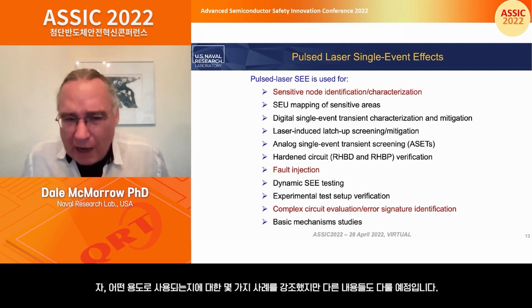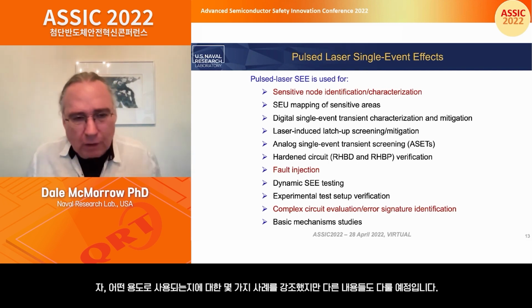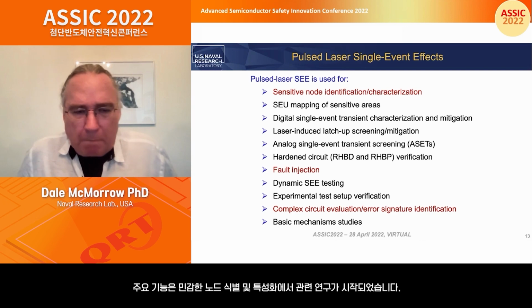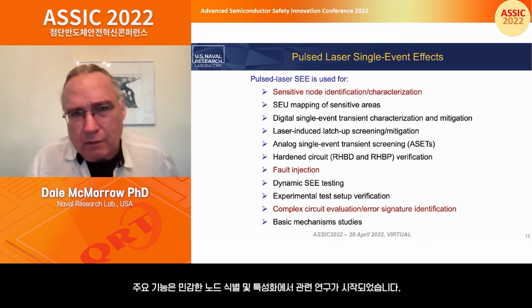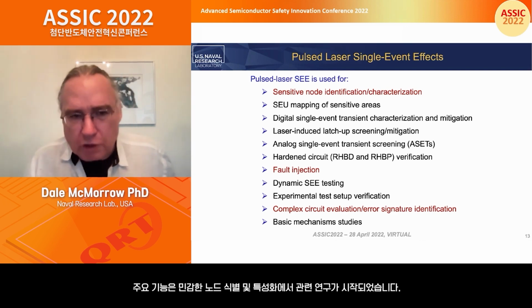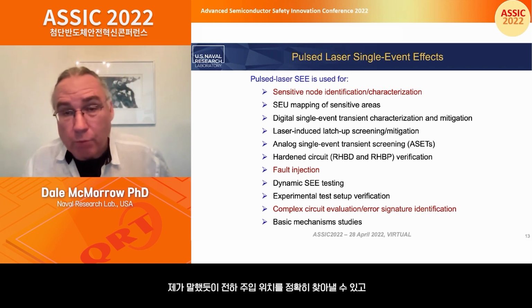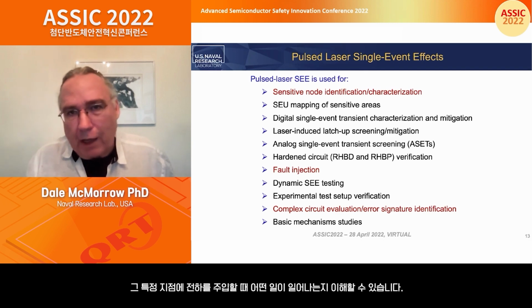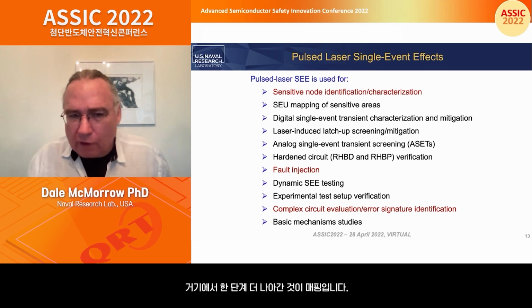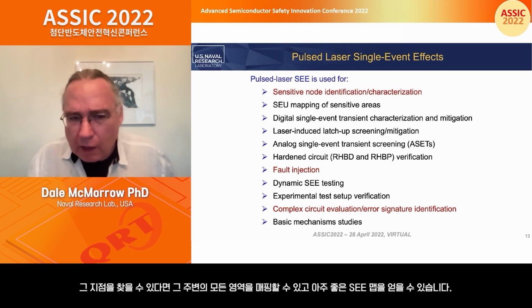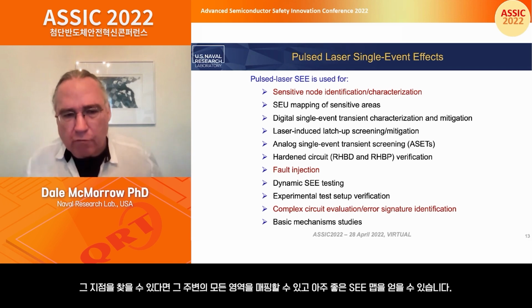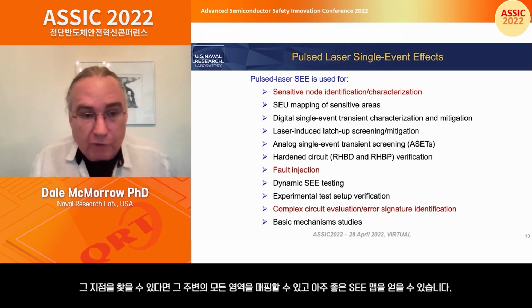Okay, so some examples of what it's used for, and I've highlighted a few, but I'll go down the list. The primary function, and this is where the field started, is sensitive node identification and characterization. As I said, you can pinpoint your charge injection, and you can understand what happens when you inject charge in that particular point. One step further from that is mapping. If you can locate the spot, then you can map out the area around it, and you can get these very nice SEE maps.